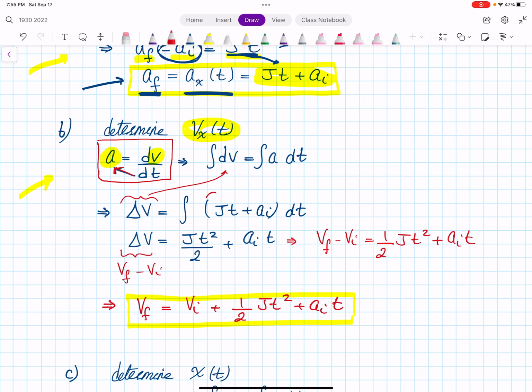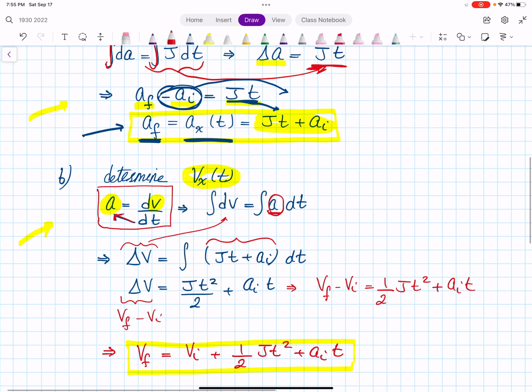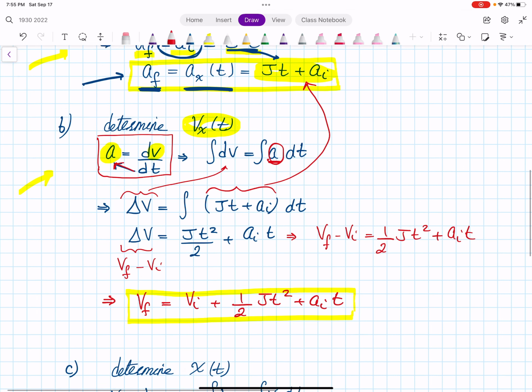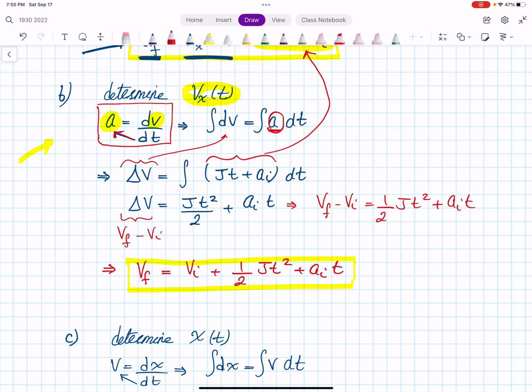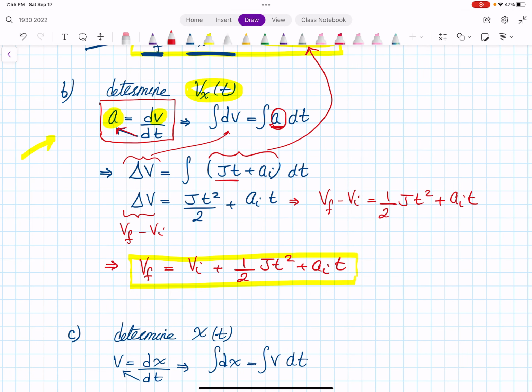Then on the right side, what do you have? You have to now integrate the acceleration. But acceleration is not just any acceleration. You have to pull it up from the equation you got above. Okay, so you plug in. How do you integrate now? jt and a sub I. So the integral you have to distribute.